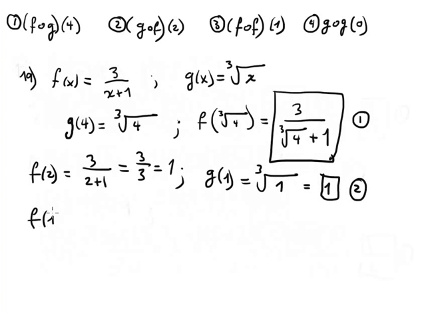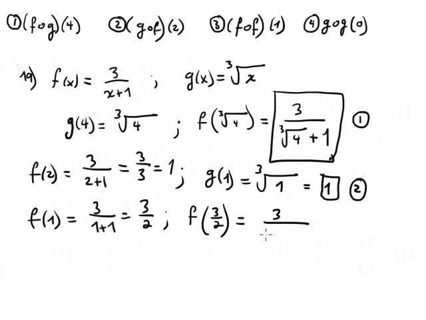F evaluate 1 is 3 over 1 plus 1, which is 3 over 2. And F again, evaluate at 3 half. The expression is 3 over 3 half plus 1. 3 half plus 1, you find the LCD, which is 2, so 3 plus 2, and 3 here. This is 3 over 5 over 2.